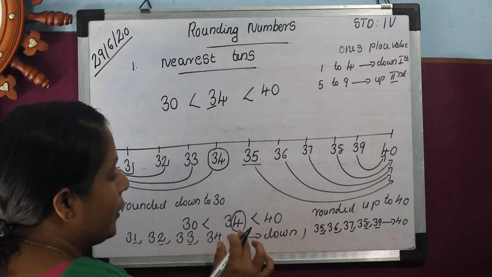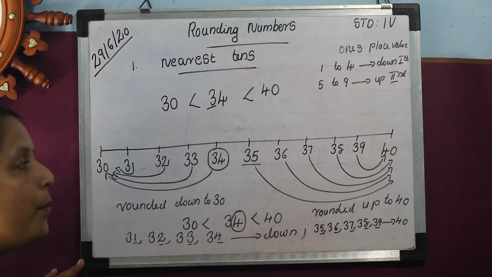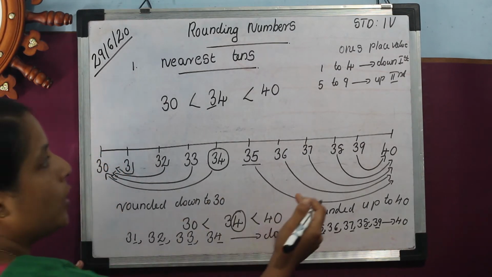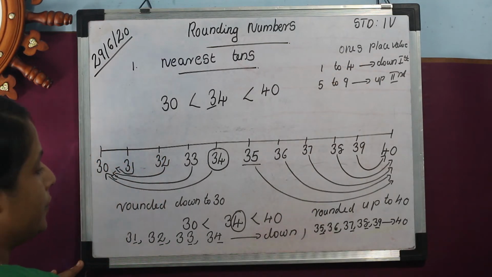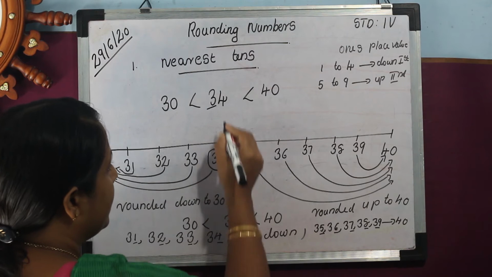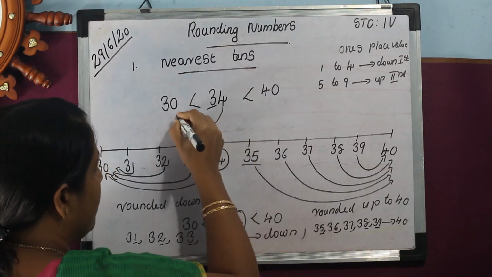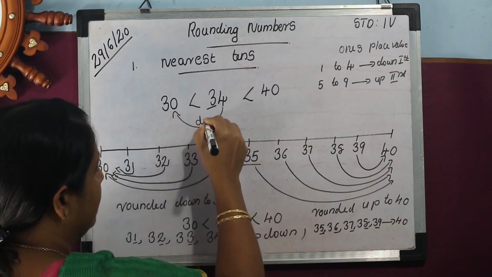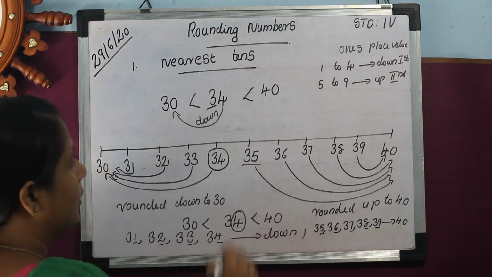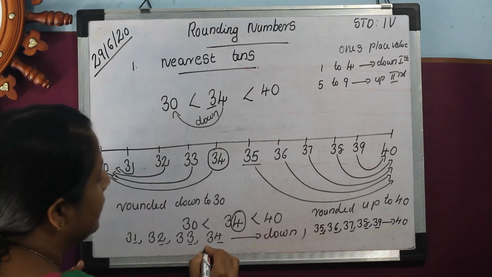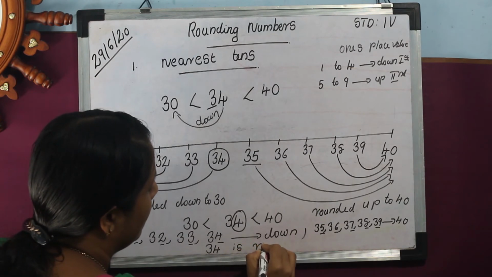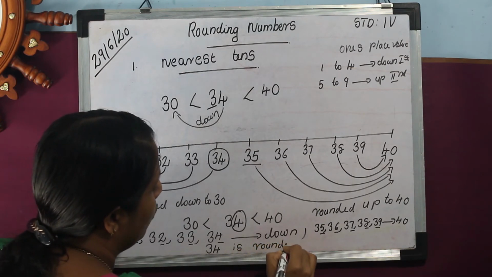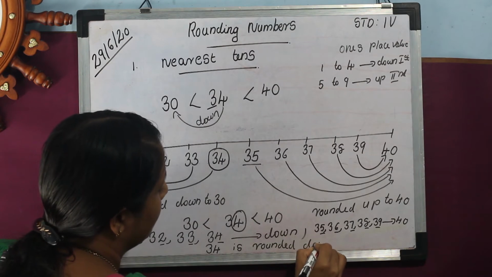Then the 1's place value is 4. So is it rounded up or down? Yes, it belongs to the category 1 to 4. So it is rounded down to the first number. That is, 34 is rounded down to the number 30. Therefore, we write that 34 is rounded down to 30.